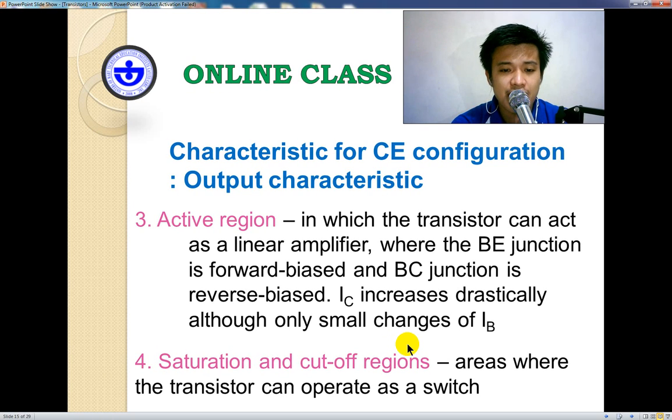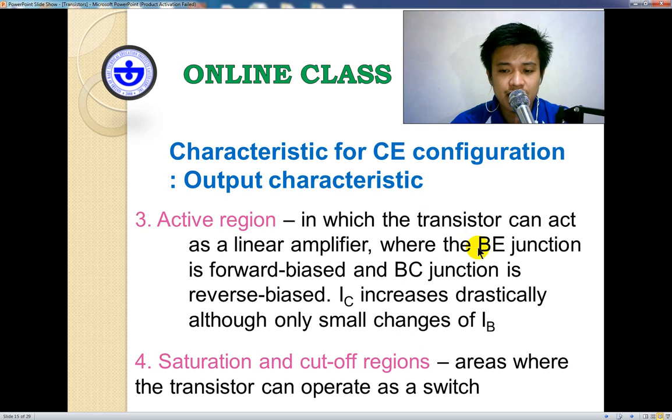Okay, next we have the active region. In the active region, the transistor can act as a linear amplifier. So an amplifier is to gain power, to double the current, double the power. Okay, that is what we are referring to. An amplifier is to have a gain in power.